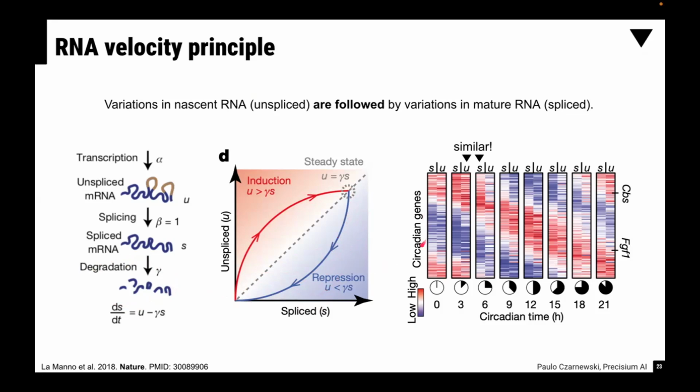So looking, for example, at a circadian gene, here you can see the spliced version and the unspliced.